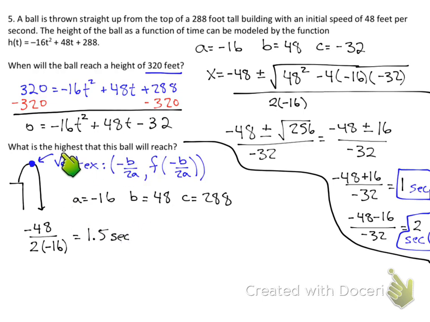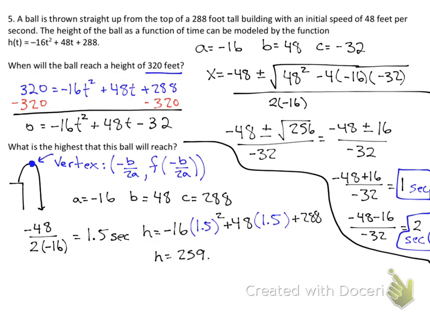And since we're looking for the height, we're going to take the 1.5 seconds and plug it into t. So height equals negative 16 times 1.5 squared plus 48 times 1.5 plus 288. So when we type all this into a calculator, follow PEMDAS, we come up with 259.2 feet.